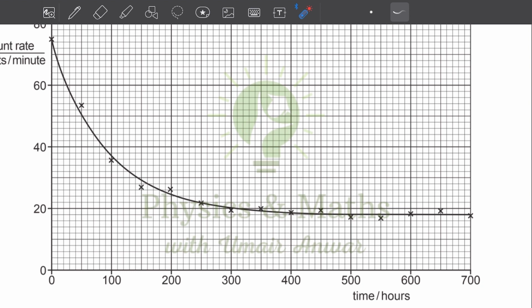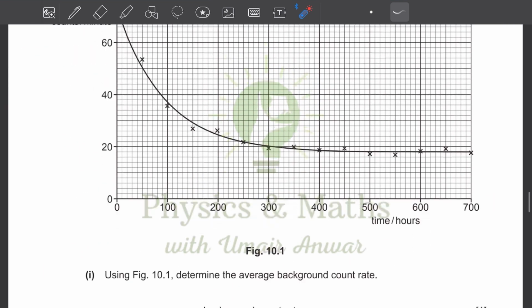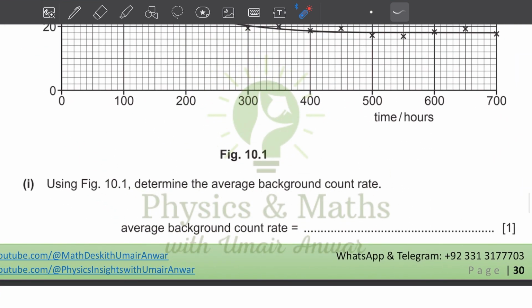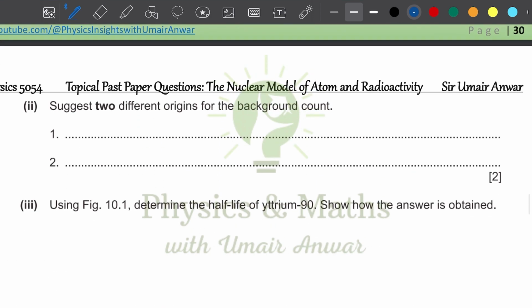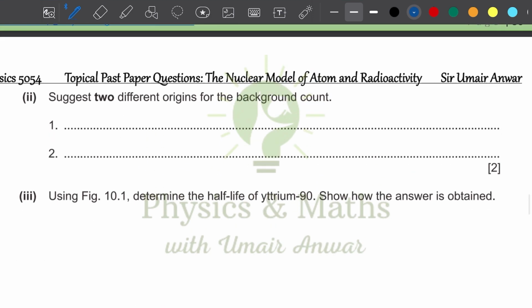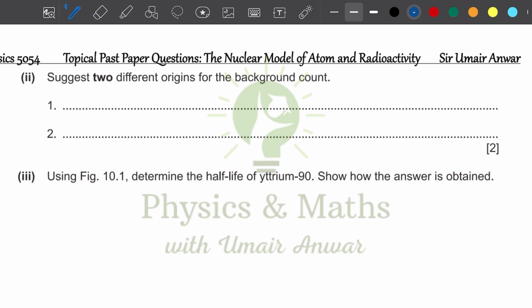So the background count rate is the value obtained from the half-life curve. It is the value after which the curve does not decrease further. So when the exponential decay of the curve stops and the curve becomes constant or horizontal, that gives us the background count rate. So from this graph, we can say that the average background count rate is 18 counts per minute. Now the next part says suggest two different origins for the background count rate. So one could be rocks.